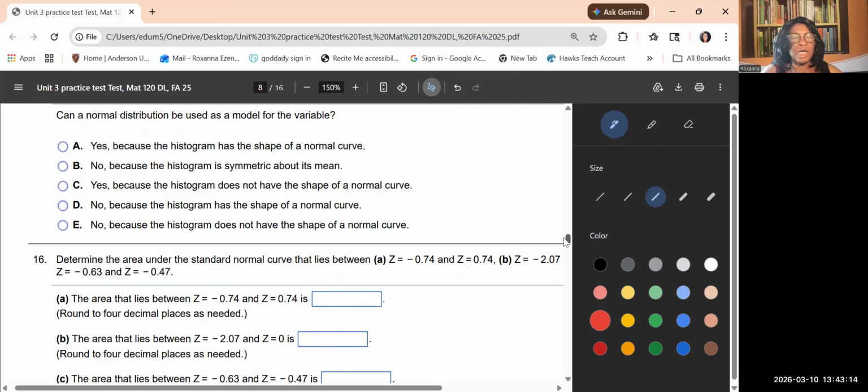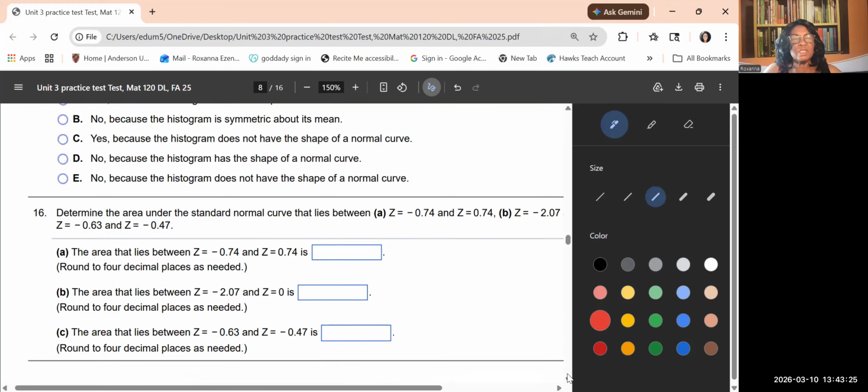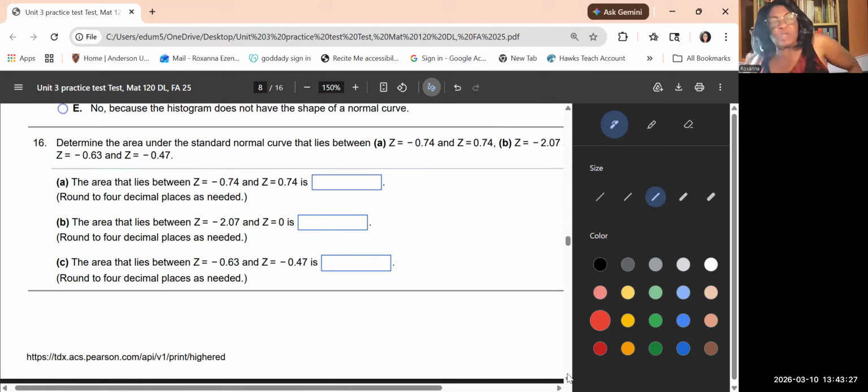Let me see. Oh yeah, that's one. The area that lies between. Good. So question number 16, we have between questions. So we can answer one more question. In number 16, there are between questions there. So the first thing we want to do is we are told to find the area between. So the first thing we want to do is draw a normal curve.